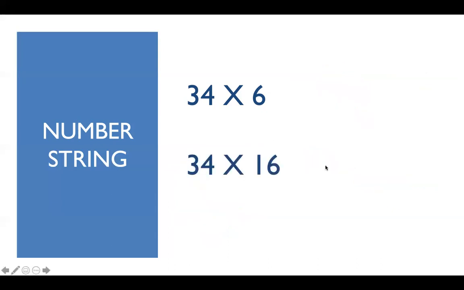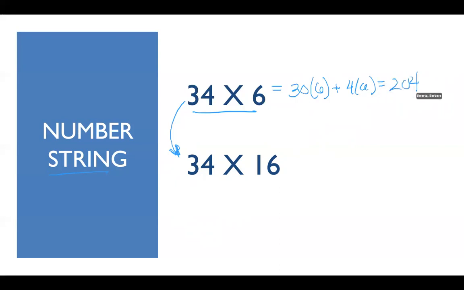So now, clear that. Now think about, this is called a number string because we're going to use the ideas that we just found from our previous example of 30 times 6 plus 4 times 6, right? This was our 204. So now how can we use these ideas to help us with 34 times 16? Well, maybe we don't think about decomposing both of them, but we can just decompose the 16.